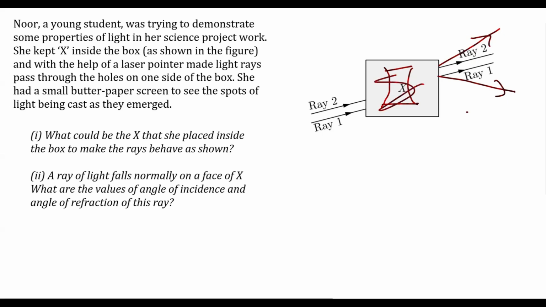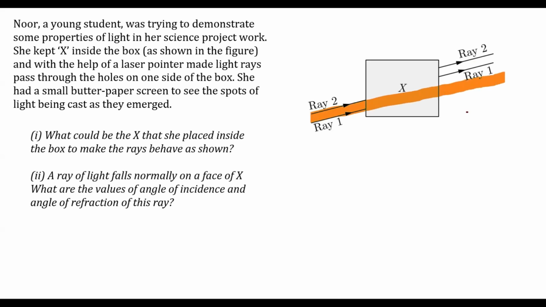Now check what you can figure out from here, that here the rays are neither converging nor diverging, instead getting laterally shifted. You see, the undeviated rays would have gone in this direction, but it is laterally shifted, which implies that the X has to be a glass slab.